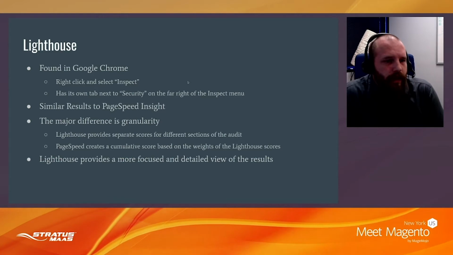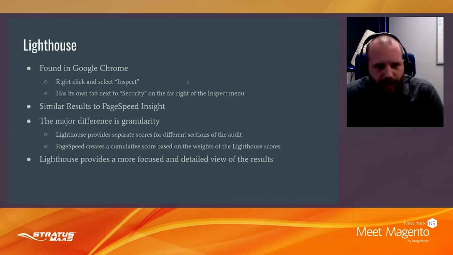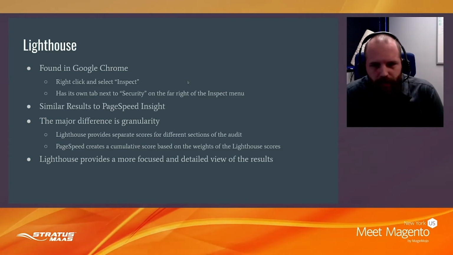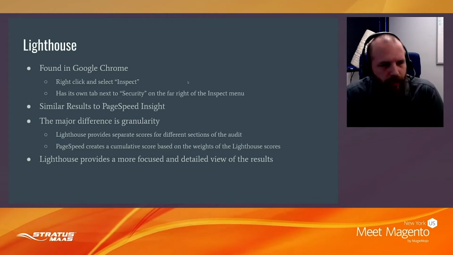So a little bit about Lighthouse. Like I said, it's found in Google Chrome. You can right-click, go to the inspect menus, and it's the last tab all the way to the right next to security. You go there, select some of your options, run the audit, and you can run an audit on any page that is live on the internet.